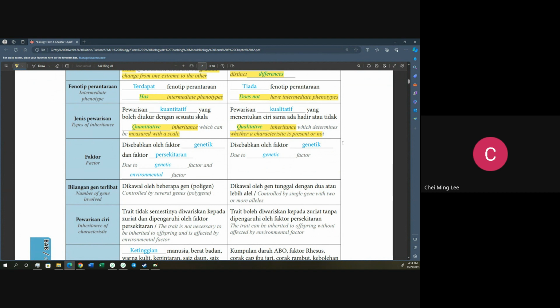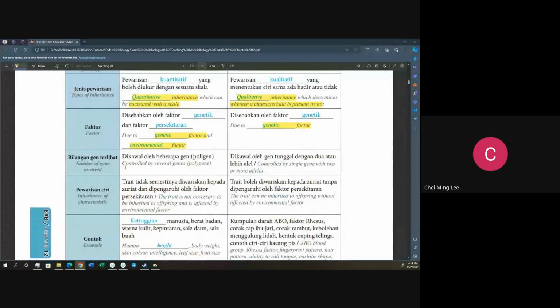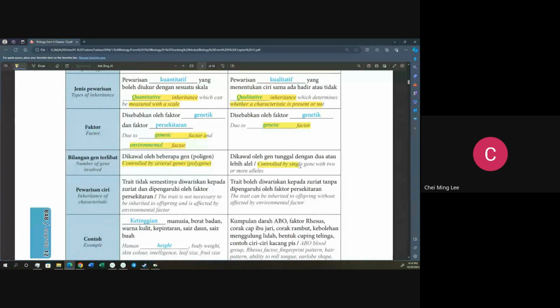Now, continuous variation can be caused by genetic factor or environmental factor, but this discontinuous variation only involves genetic factor. For the number of genes involved, continuous variation is controlled by several genes, or we sometimes call polygenes, and discontinuous variation is controlled by a single gene with 2 or more alleles.